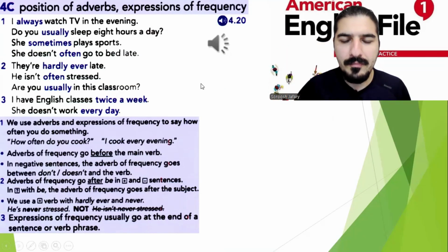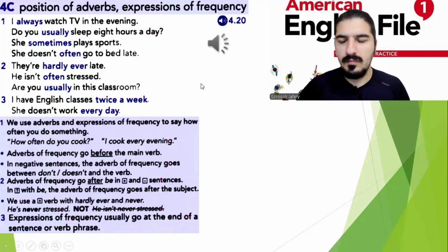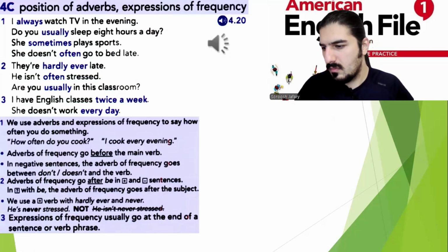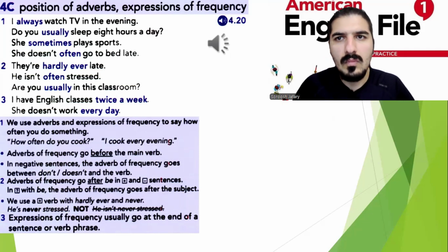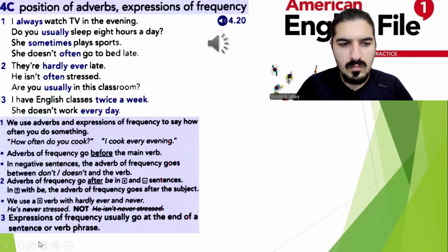Let's go. 4.20. 1. I always watch TV in the evening. Do you usually sleep 8 hours a day? She sometimes plays sports. She doesn't often go to bed late. 2. They're hardly ever late. He isn't often stressed. Are you usually in this classroom?